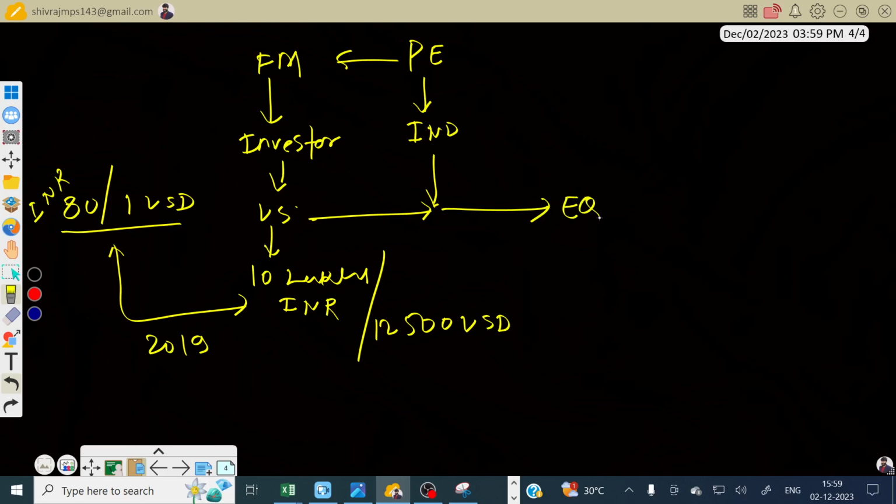So within a span of 2 years, what has changed? Let's say now it's time to calculate the current market value. Let's say the 10 lakh which was invested, this value would change, and this value is now at 15 lakhs.